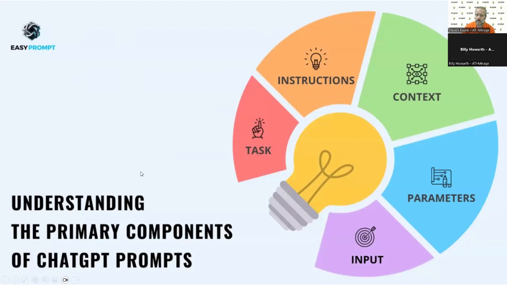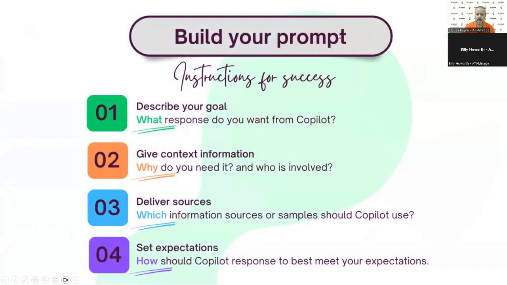Another one here, what's the task? What are the instructions? What's the context? What are the parameters? And what's the input? And this is really one that I use most times because I just remember those 4 words. What? What do I actually want? Why do I want it? Who's it for? Which information do you want? Am I referring to an article? Am I referring to a couple of websites? And how should Copilot respond? So I try and think of those.